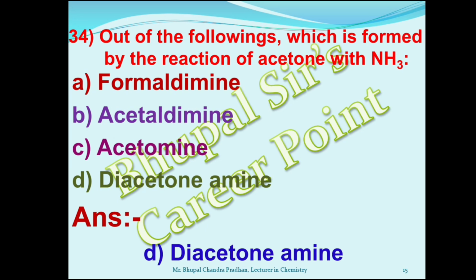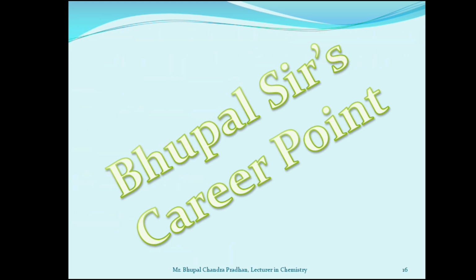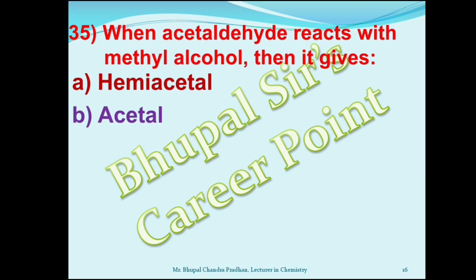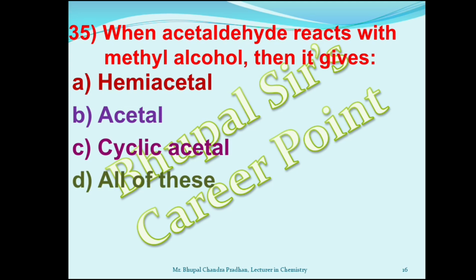Thanks for the students who have given option D as the answer in the live chat. Now let us come for the next question of this session. That is question number 35. When acetaldehyde reacts with methyl alcohol, then it gives this. Option A, hemiacetal. Option B, acetal. Option C, cyclic acetal. Option D, all of these.